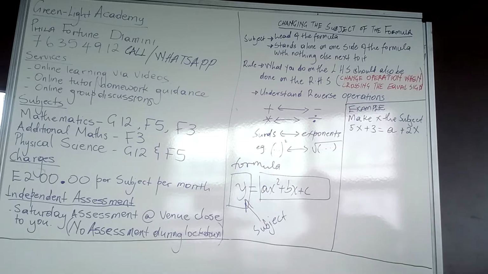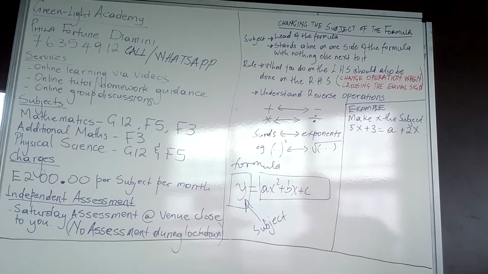So if you have subtracted 5 on the left-hand side, subtract 5 on the right-hand side. If you have added 5 on the right-hand side, add 5 on the left-hand side. If you have divided by 18, you have to divide by 18 on the other side as well. So what you do on the left, you should also do on the right.